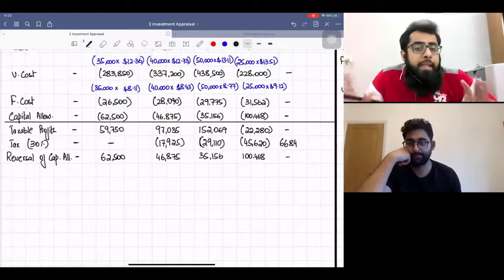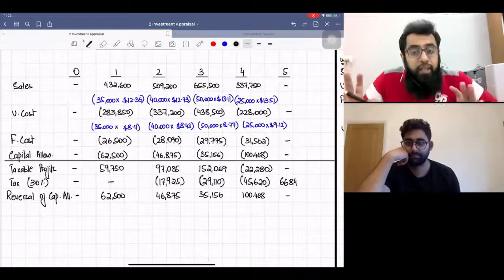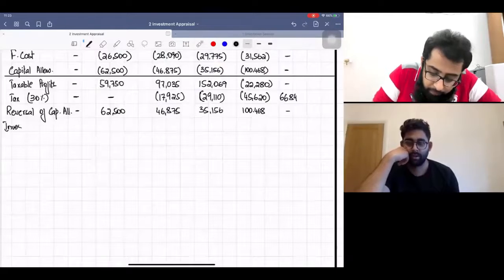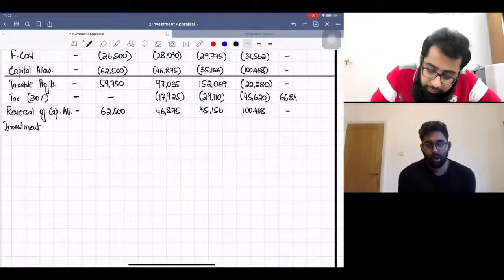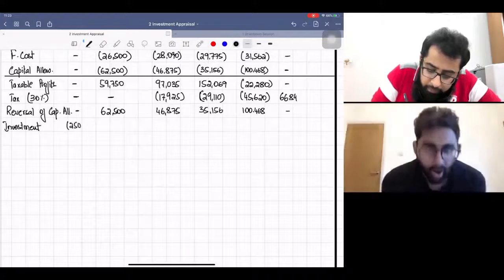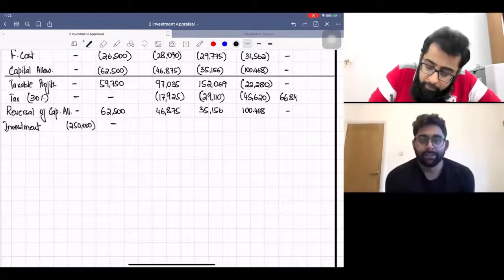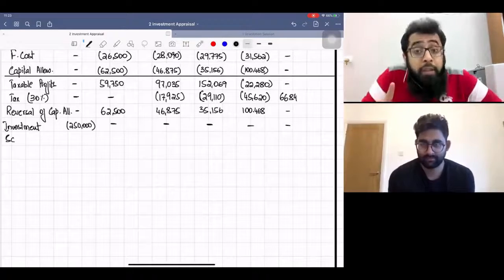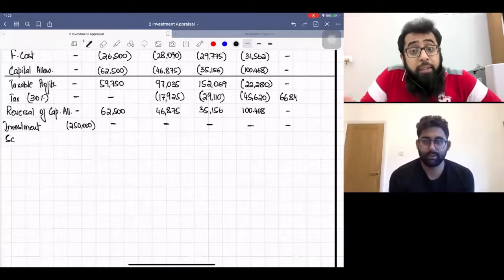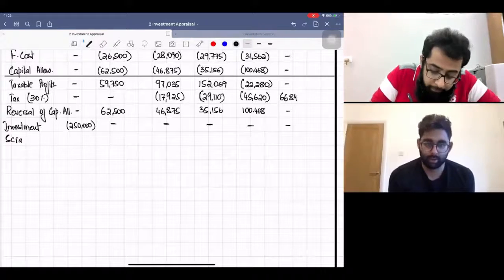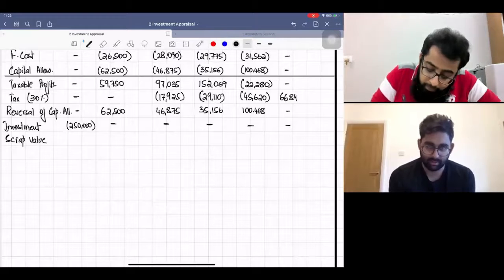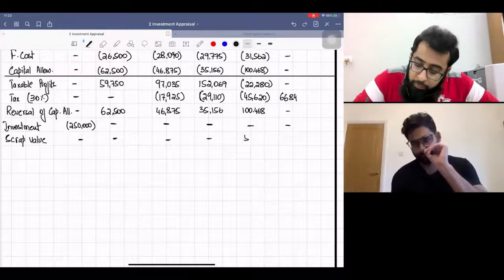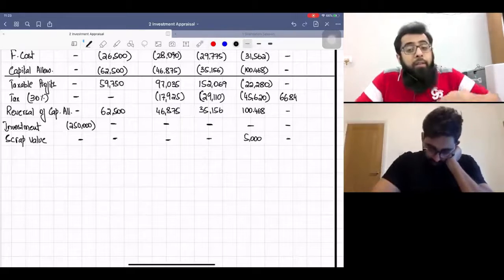Now, once I'm done with the tax, I'm free to put in any cash flow. Now I will put the investment in the machine. The investment in the machine was $250,000 in year 0. Investment is also a relevant cash flow, but you're not going to charge tax on that. On scrap value, there will obviously be no tax. Scrap value will be recovered at the end of the project, which was $5,000.